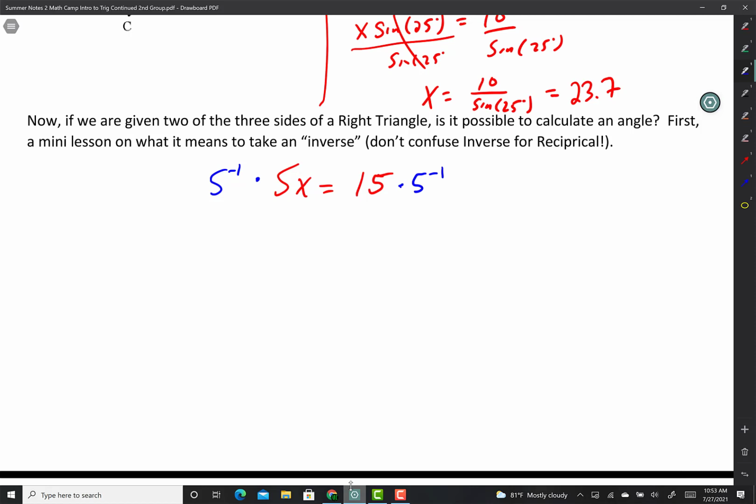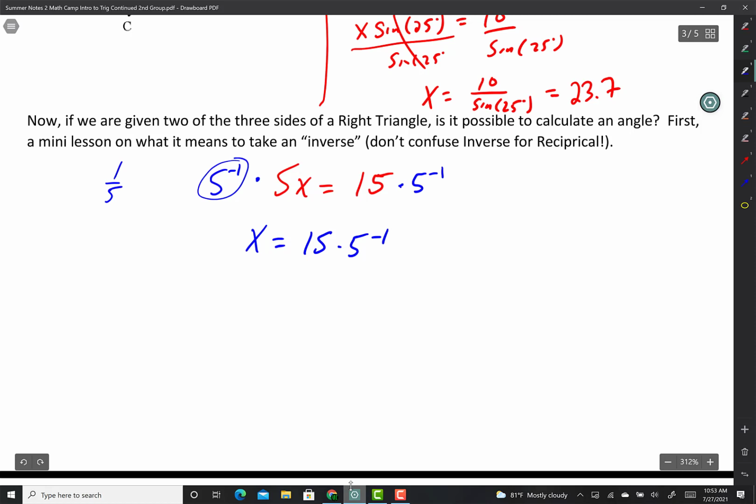So when I do that, you get the x by itself, and you would get 15 times the reciprocal of 5. Cool? And maybe you're thinking, Chavez, I don't know what you're talking about. I have no idea what you're saying. All I'm doing is, remember that this means 1/5.